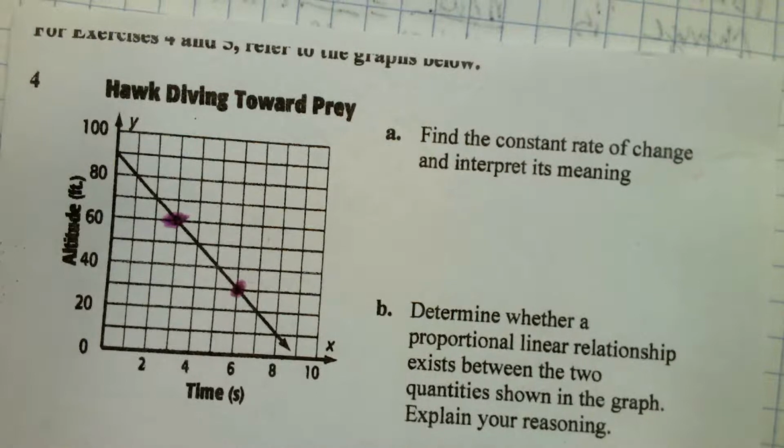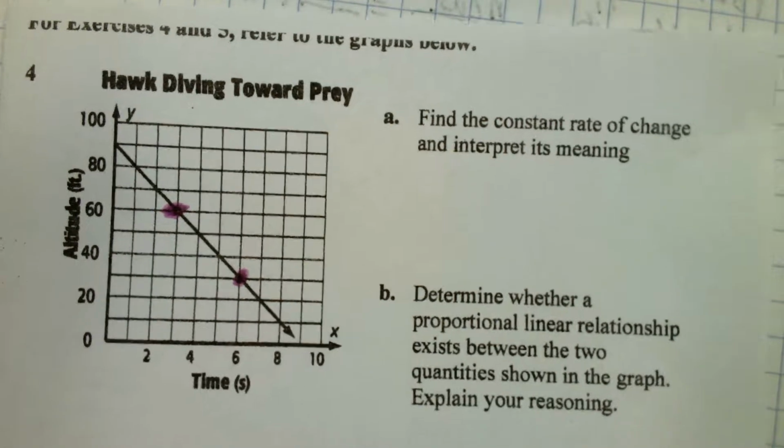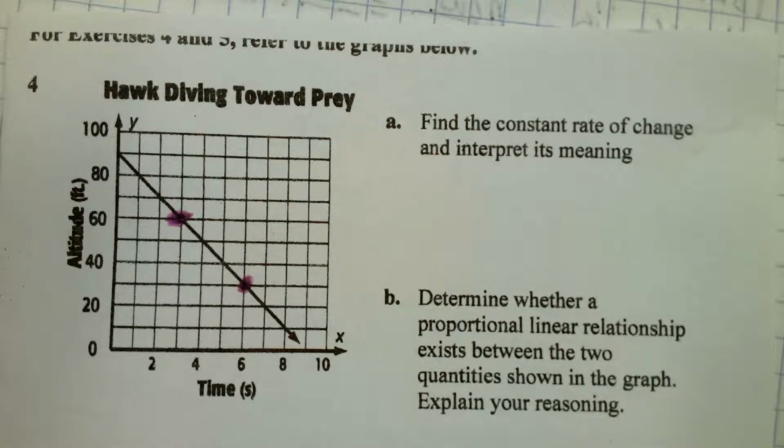All right. Let's figure out the x and y values. But before we do, let's see what this context is. So this is a hawk diving towards prey. And let's see what we're measuring. On the y-axis, we're measuring altitude in feet. In the x-axis, we're measuring time in seconds. So you can almost visualize what's happening. What's the hawk doing just by looking at this graph? It's swooping down. And we can even measure second by second how high up it is and how far it drops.